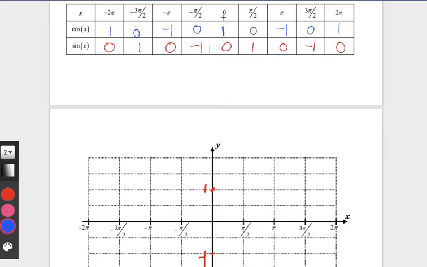I always start with 0. So when x equals 0, this is 1. When x equals pi over 2, it is 0. When x equals pi, it is negative 1. And then 0, then 1. Some students might say, am I going to connect this like a V, or is this going to be just points? First of all, it will continue.